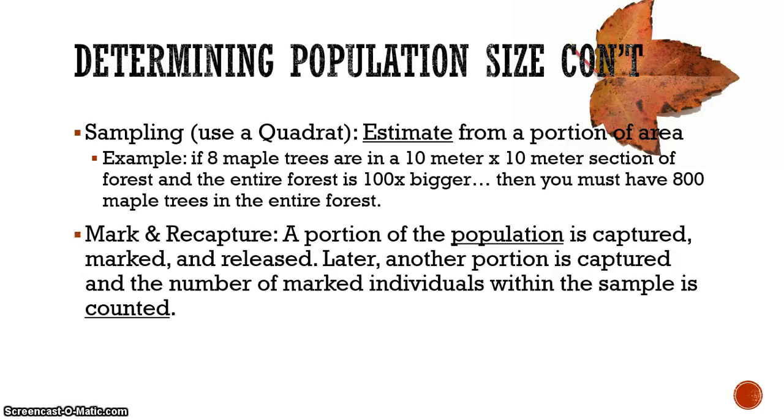Another method of determining population size is called mark and recapture, where a portion of the population is captured, marked, and then released. Later, another portion is captured, and the number of marked individuals within the sample is counted.